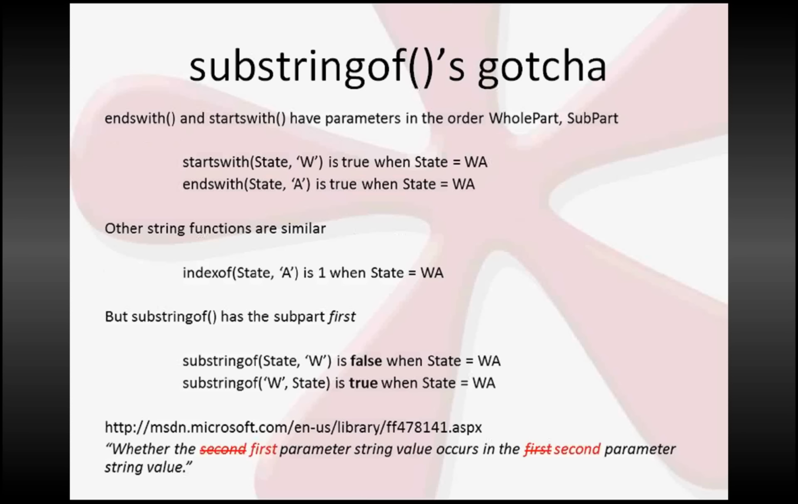But for whatever reason, when we're using substring of, the part we're checking for actually goes before the field value. So if you use substring of state, W to check for those that have a W in the state name somewhere, this isn't actually going to work. It'll be W, state. And the Microsoft documentation page I mentioned earlier actually got this particular detail wrong. It says whether the second parameter string value occurs in the first, when it should actually be the other way around. So be careful when you're using substring.